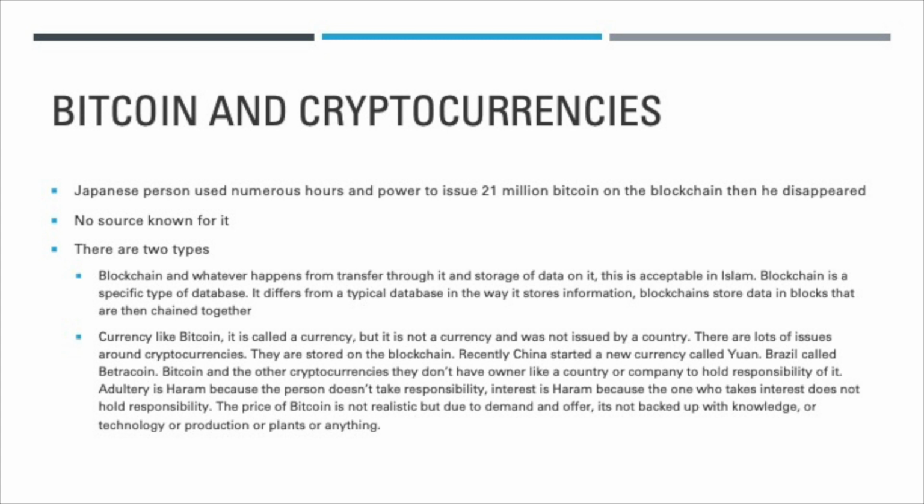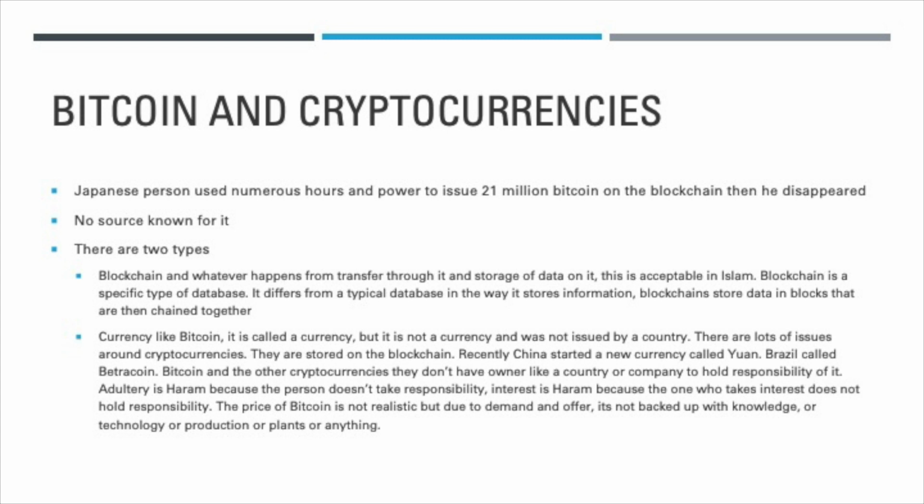So blockchain is a specific type of database. It has nothing to do with money, but it was used for this currency. It differs from a typical database in the way it stores information. Blockchains store data in blocks that are then chained together, and that's why it's called blockchain. Okay? So this is terminology number one, which is the definition of blockchain.